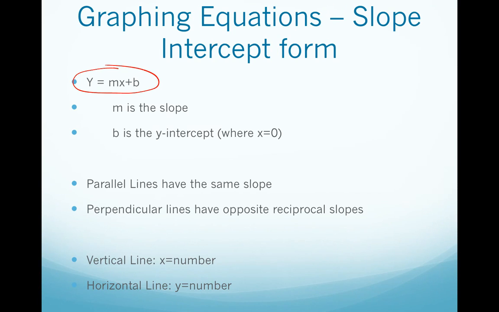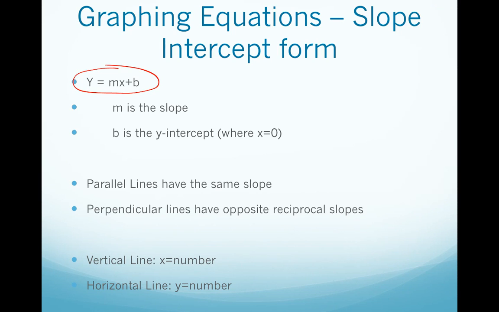M is always the slope, or that rate of change, and b is always the y-intercept, which is where it crosses the y-axis, where it has an x value of 0. That's just talking about the start value of the equation. Some other things to keep in mind: parallel lines have the same slope, and perpendicular lines have opposite reciprocal slopes. And then we have those special cases of horizontal and vertical lines.